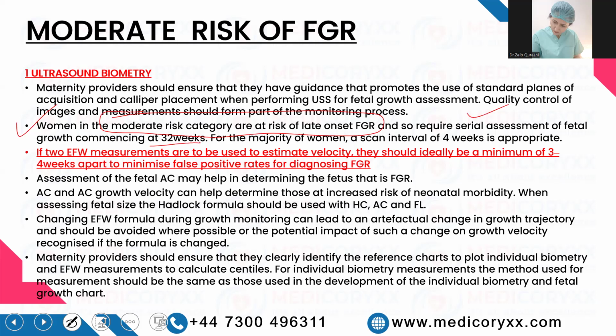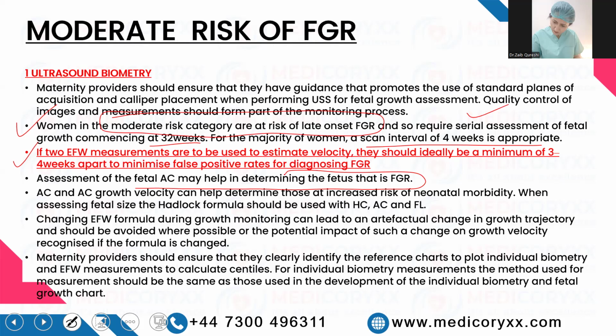For the majority of the women, a scan interval of 4 weeks is appropriate. If two estimated fetal weights are to be used to estimate velocity, they should ideally be a minimum of 3 to 4 weeks apart to minimize the false positive rate for diagnosing FGR. So that's why we are looking at least 2 to 4 weeks difference. Assessment of the fetal AC may help in determining the fetus that is FGR, because through fetal AC we try to take the estimated fetal weight.